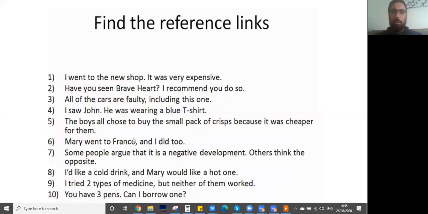Good. Number 5. The boys all chose to buy the small pack of crisps because it was cheaper for them. What can you find there? How many do you have? Okay, excellent. So we have small pack of crisps, it, and we have the boys being referred to as them. Very good.